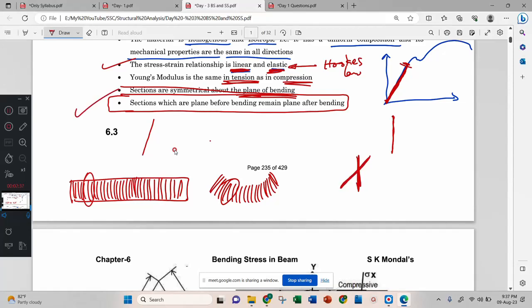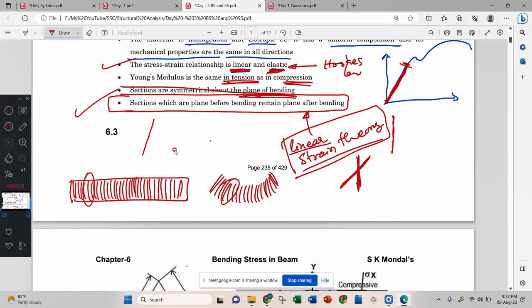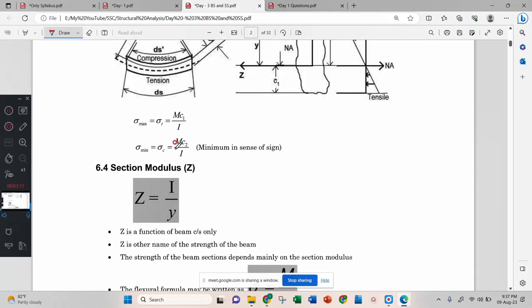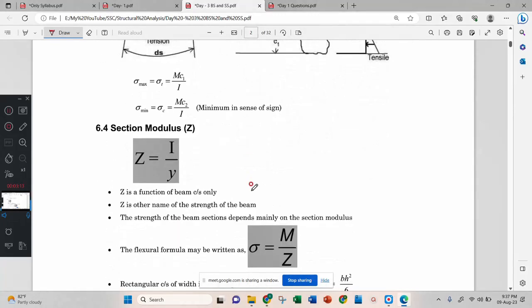That is this assumption. Here this assumption is based on linear strain theory. They will ask this question many times. In the GATE exam they have asked this question many times: on what basis is this assumption made? Sections which are plane before bending remain plane after bending, on what basis have they assumed this? They have assumed it on the basis of linear stress strain theory, or vice versa. Then we have a derivation here. They will derive this one, and after that I will write it once again.